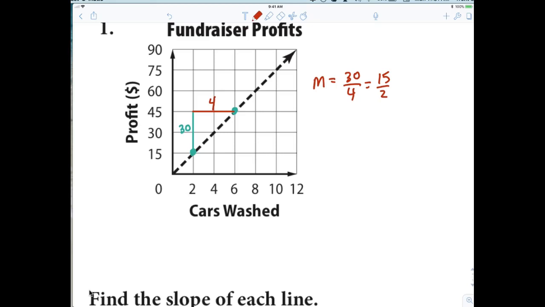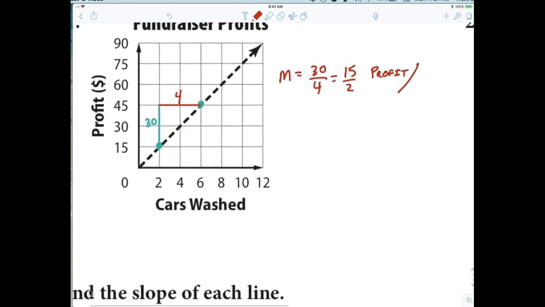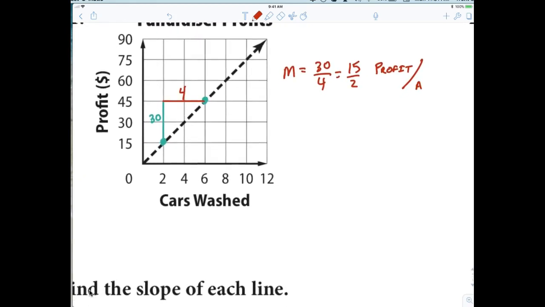And that is my profit per car washed. That's what I need you to know. Now, how did I know it was profit over car washed? Because what's the y value? Profit. What's the x? Cars washed.